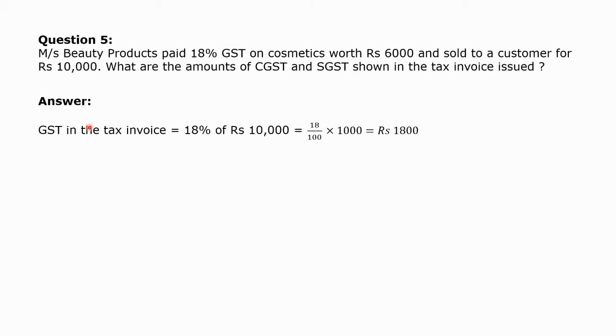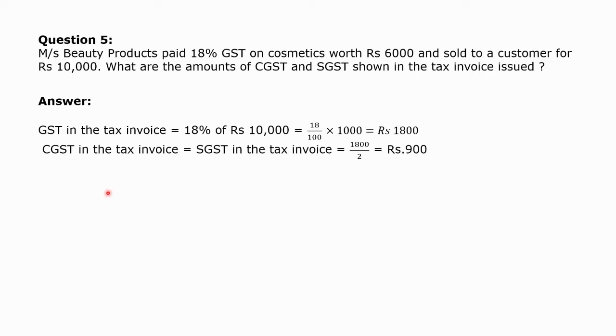GST in the tax invoice is 18% of the taxable value, that is 10,000 as mentioned in the question. So 18% of 10,000 will be 18 upon 100 into 10,000, which is rupees 1,800. CGST in the tax invoice will be equal to the SGST. So we know CGST and SGST will be the same. Since GST is rupees 1,800, CGST and SGST will be half of GST. So half of 1,800 is rupees 900.